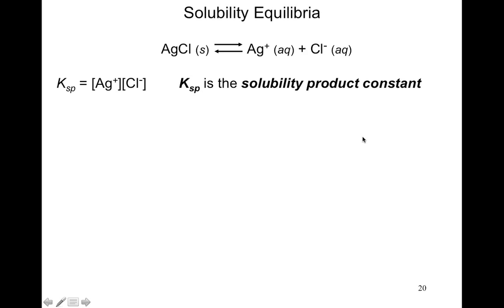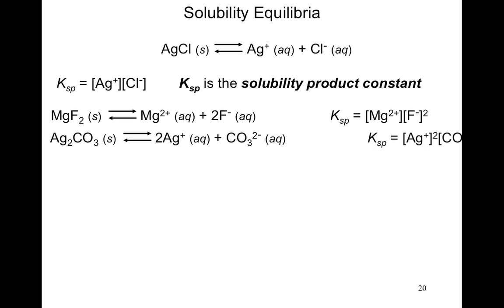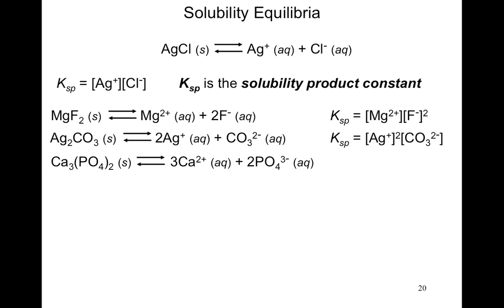So don't forget that from the solubility stuff we've done before. Here's an example of that: magnesium fluoride, magnesium and 2 fluorines. And you can see when they write their equilibrium expression, they make that fluoride ion squared. And then here we have silver and carbonate ions, and the silver has the 2 as the coefficient, so the silver will be squared and the carbonate will not. So you're kind of getting the trend here.